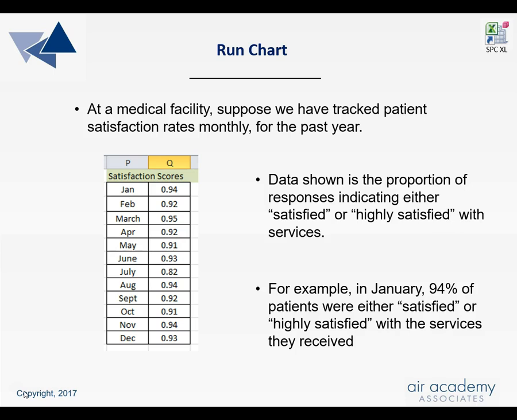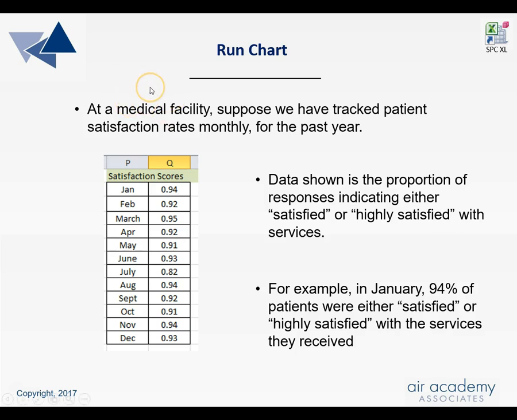Suppose we have tracked patient satisfaction rates monthly for the past year. The data shown in the little table over here is the proportion of responses indicating either satisfied or highly satisfied with services. On a Likert scale, that might be a 4 or a 5. For example, take January. The percentage of patients that were either satisfied or highly satisfied was 94%. There's a little bit of variability there throughout the year.